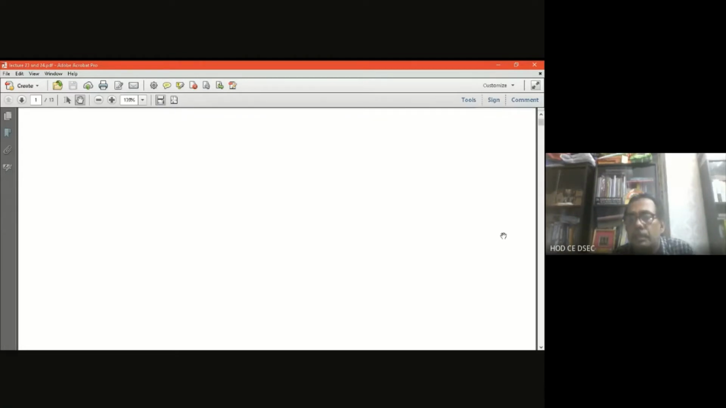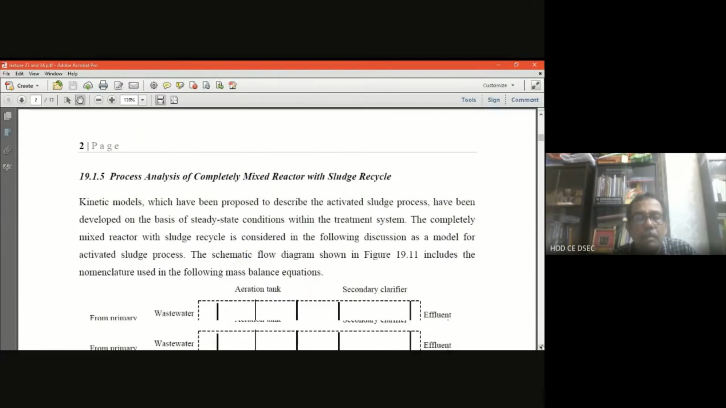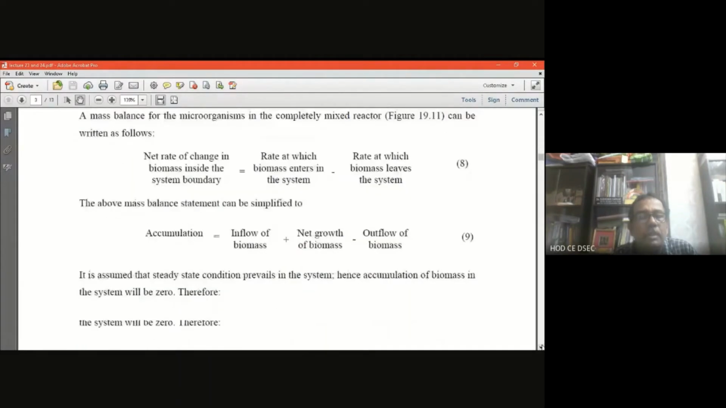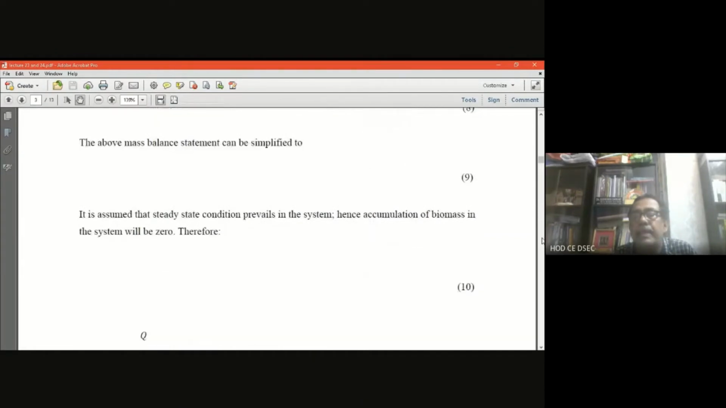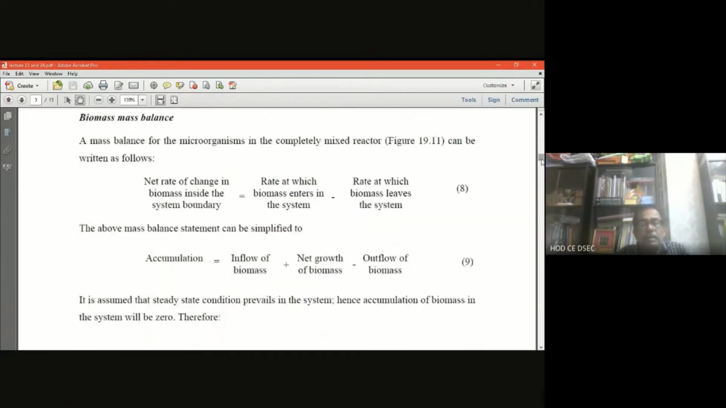So the above biomass statement can be simplified. In other words, accumulation equals inflow of mass plus net growth, whatever inflow is coming into the reactor plus growth of the biomass itself happening in the reactor, which is additive, minus the outflow of biomass which is going out. That net figure is the accumulation.